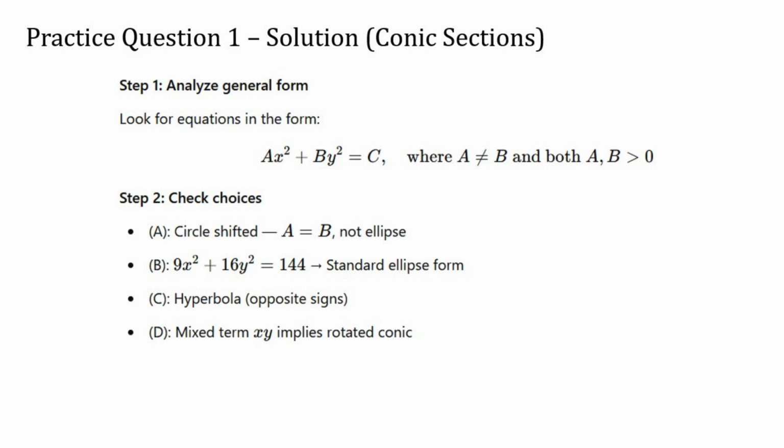The third option is a hyperbola, which we can tell because one of the squared terms has a negative coefficient. And finally, the last one has a mixed xy term, which tells us the conic is rotated, which is not what we are looking for here. So after checking each option carefully, we can conclude that the second choice, option B, is the one that correctly matches the structure of an ellipse equation.